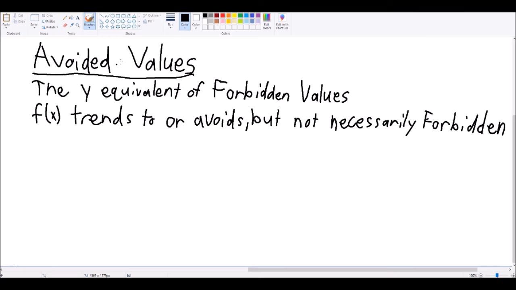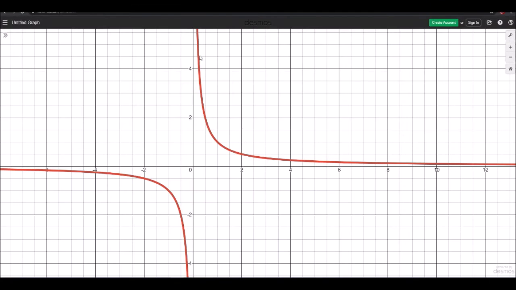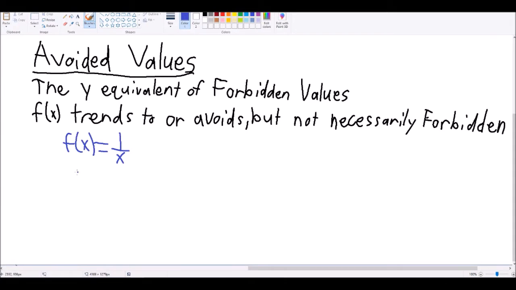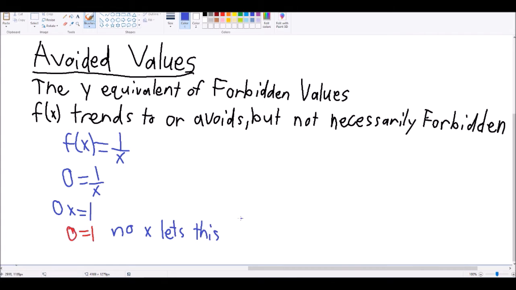For example, let's take the example of f of x equals 1 over x. From the graph, we can see that this graph doesn't want to equal 0, and a small amount of algebra will reveal why. Boom! Proof! Since there's no x that allows 0 to equal 1, this graph is incapable of touching y equals 0, so 0 is our avoided value.